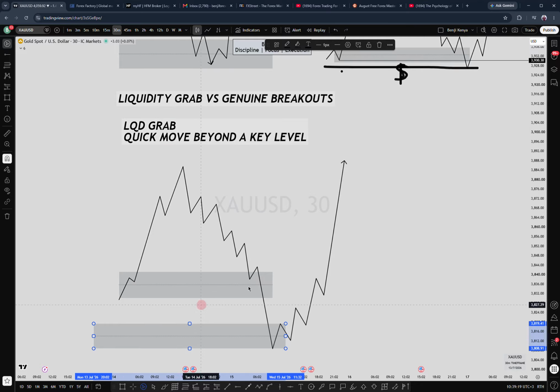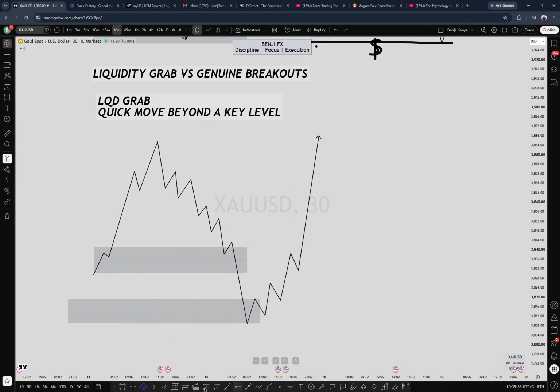The market grabs this area quite aggressively. Okay, quick move, very sharp move, and this usually happens mostly on gold. And that's why we have our psychological levels. And this liquidity grab is just designed to trap traders. Okay. Then a genuine breakout is whenever we are having this kind of a situation or an area.